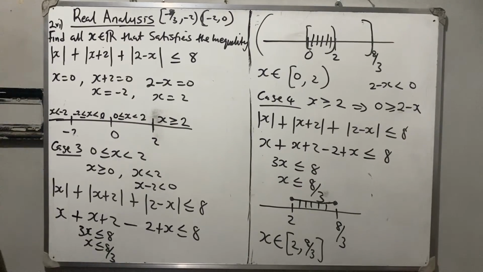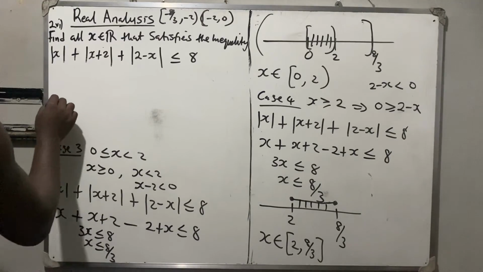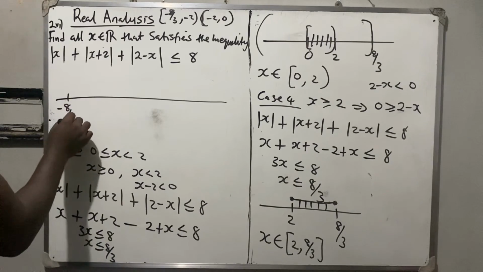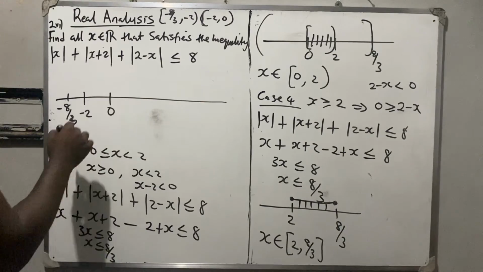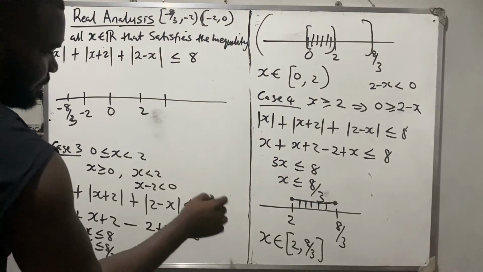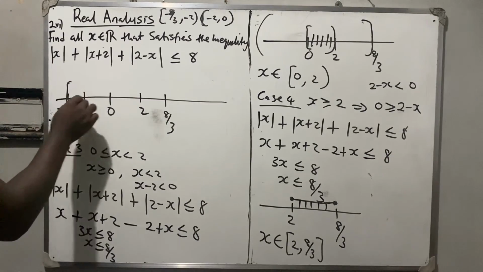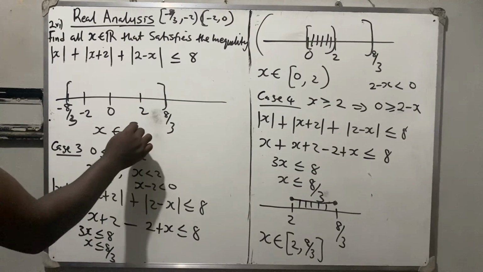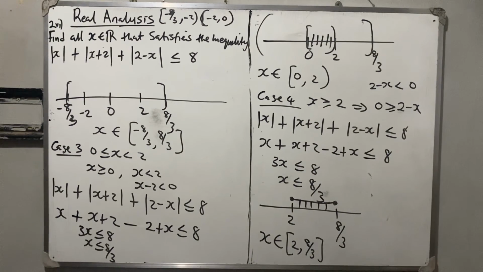So to now draw all of them so that we can get our final answer, the union of everything. So for everything, I have negative 8 over 3, we have negative 2, we have 0, we now have 2, and then we now have 8 over 3. So you are going to see that the answer is, this one is like this, and this one is like this. So the final solution is that x is an element of a closed interval of minus 8 over 3, 8 over 3 closed interval. So I think that is the solution to that.